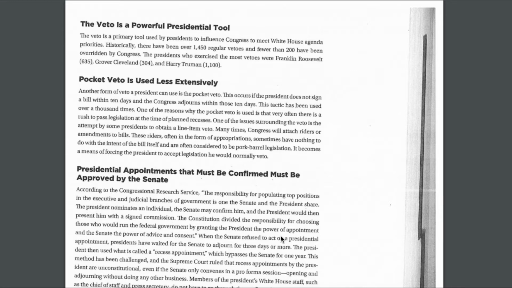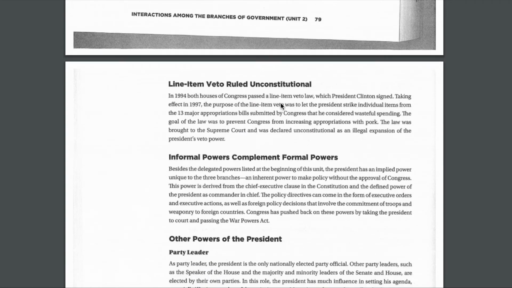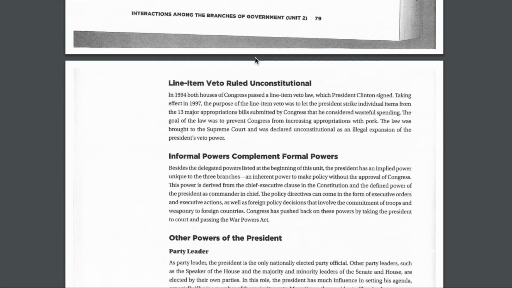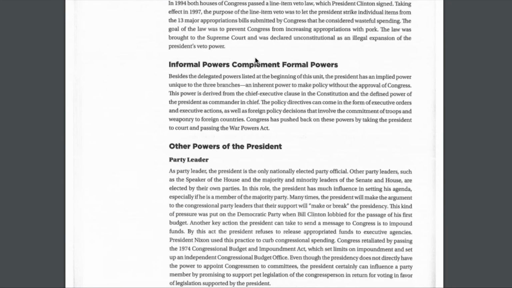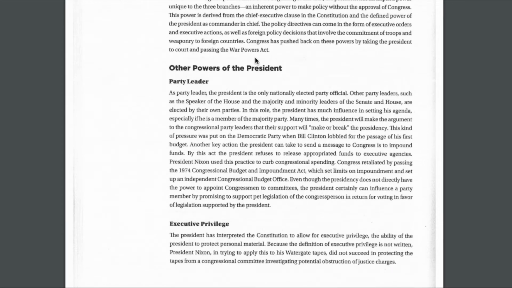Presidential appointments are huge for the president, but can also be checked by the Senate, so they must be approved by the Senate. Line item veto is something that the president cannot do, so we're not going to really talk about that. But another power that the president has is being the party leader. Because they are voted in as the president, they are the most important member of that party. They are looked at as a leader of the party, and they're going to guide where the party goes.